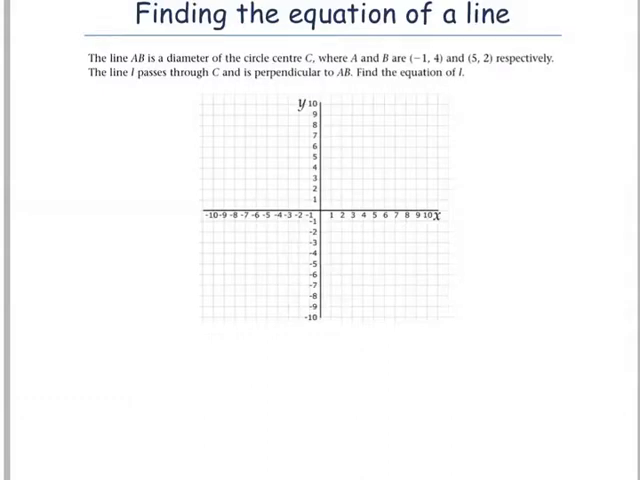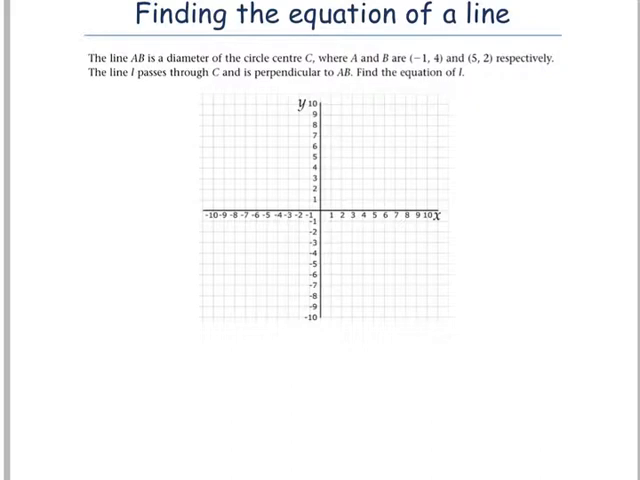Finding the equation of a line. This is a very typical Core 2 style question where you're asked to find a line that passes through a circle or the line that passes perpendicular to the circle. And we're going to have to draw on some skills that we learned in our Core 1 topic.